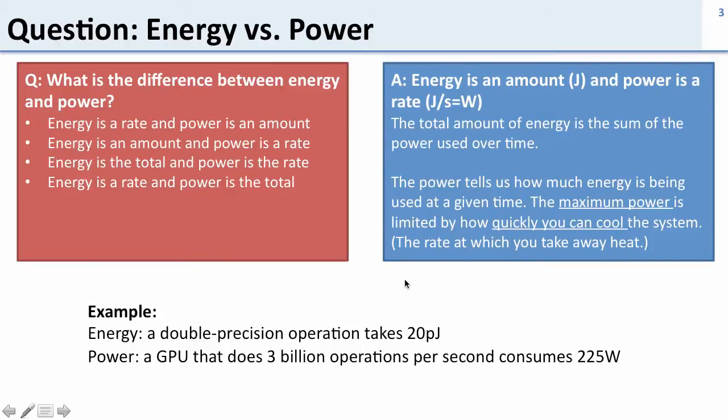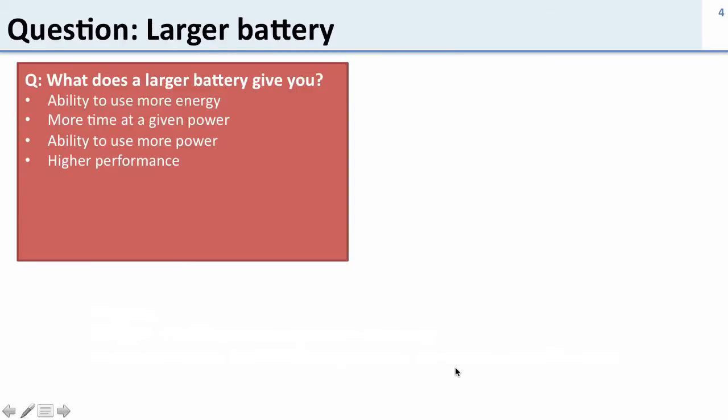To see an example of this, for energy, we could say a double precision operation, that's a double precision multiplication, takes 20 picojoules of energy. If we look at power, you can say a GPU that does 3 billion operations per second, so this is a rate, consumes 225 watts. So when we say energy, we're talking about the amount required to do a particular thing. When we talk about power, we're talking about the rate of consuming that energy.